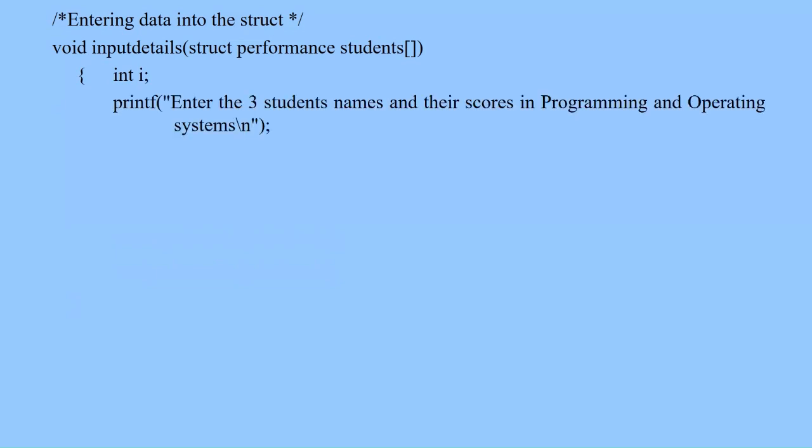Let's now go to the various definitions for the functions that have already been prototyped. So the first one is input details. It is receiving an array of structs, and it has a local variable called int i. Then it displays a statement: Enter the 3 students' names and their scores in programming and operating system.